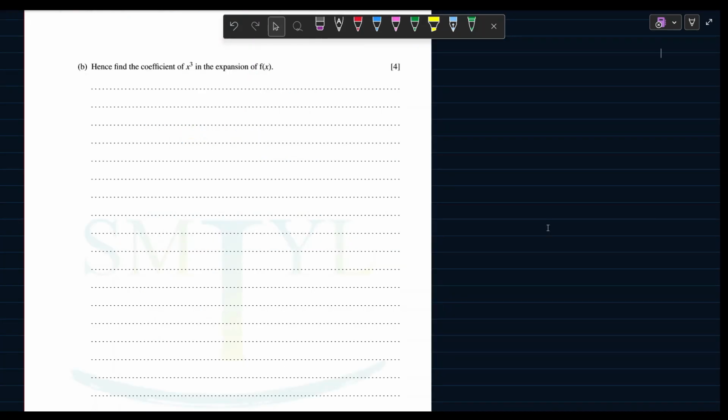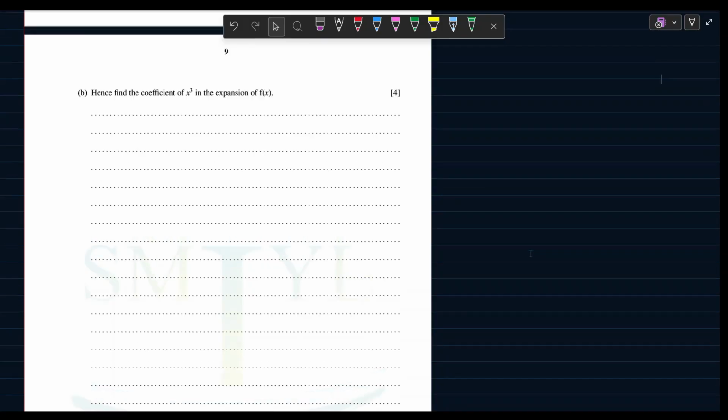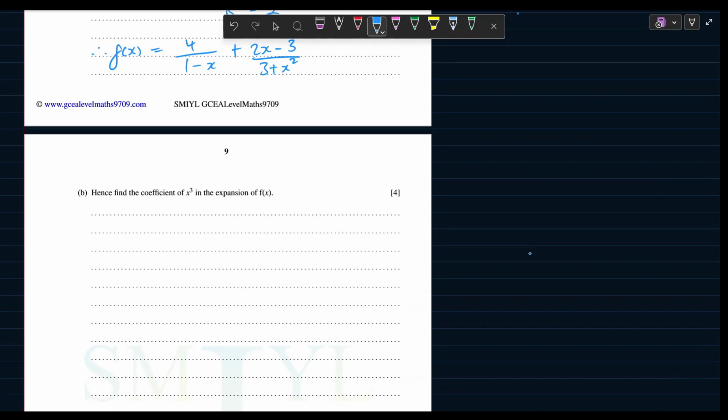Part B, hence find the coefficient of x cubed in the expansion of f of x. So let me just copy down our f of x in its partial fractions. So f of x is equal to 4, and what I'm actually going to do is take this denominator up to the numerator. So it becomes 1 minus x to the negative 1. And then we're going to do the same there. So we've got 2x minus 3.